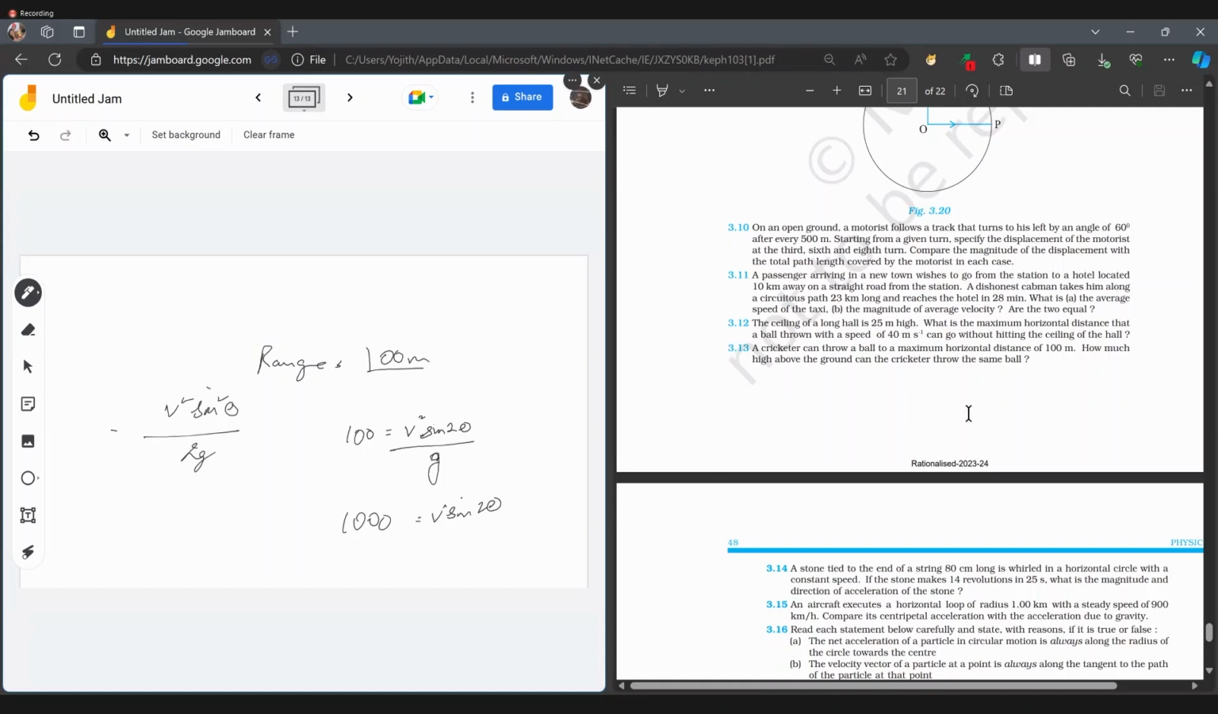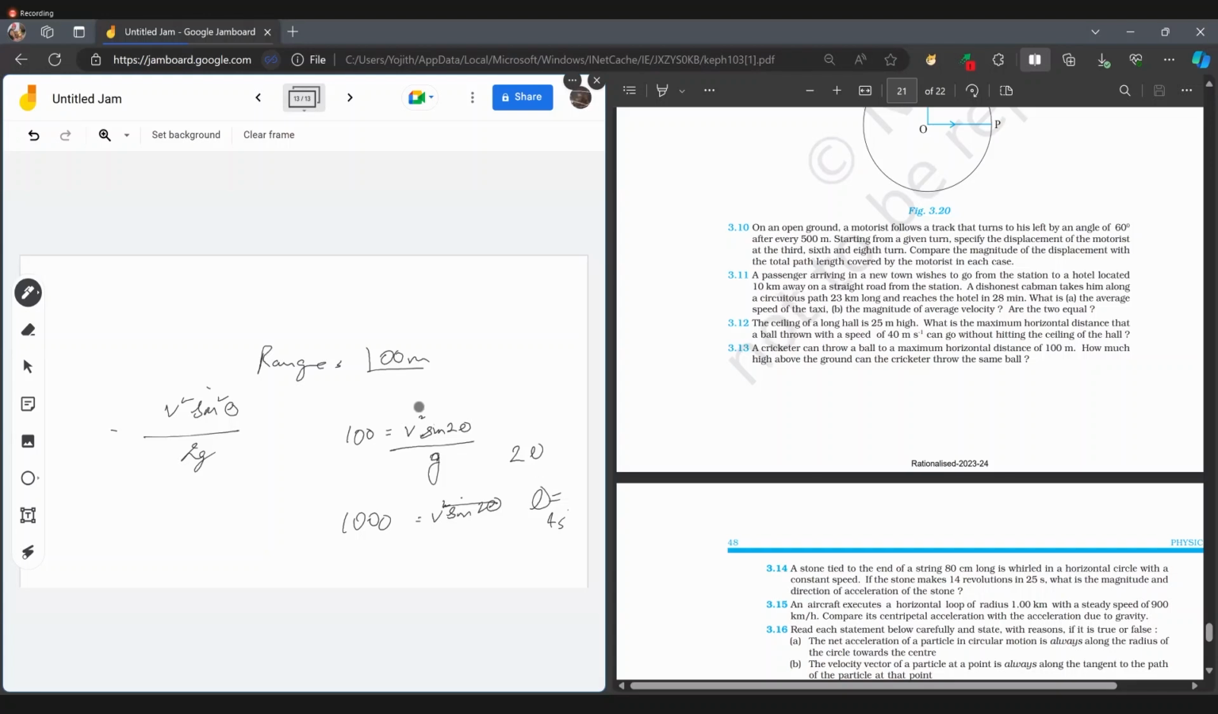A stone tied to the end of the string, 80 centimeters, is whirled in with a constant speed. If the stone makes 14 revolutions in 25 seconds, what is the magnitude and direction of acceleration of the stone? Okay, so length of string 80 centimeters. Okay, let's see. Length of string 80 centimeters and number of revolutions 14. Time taken 25 seconds. Okay, this is given to us.